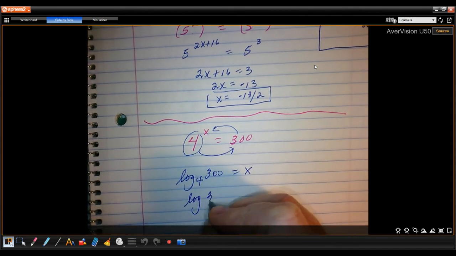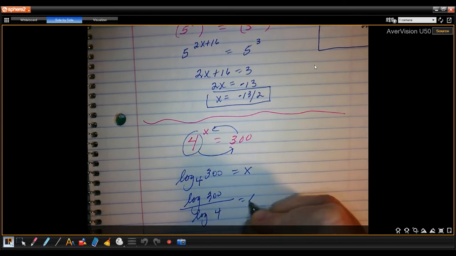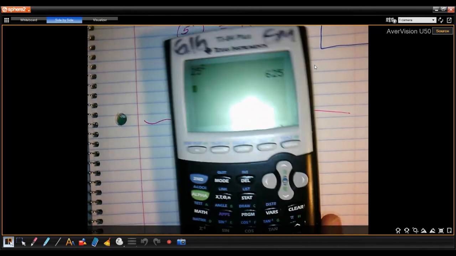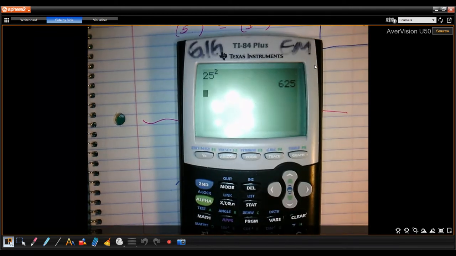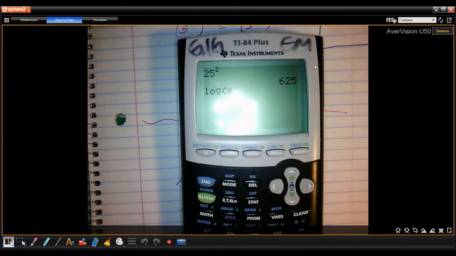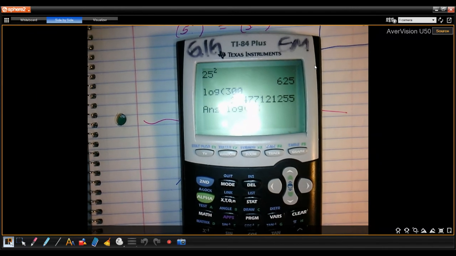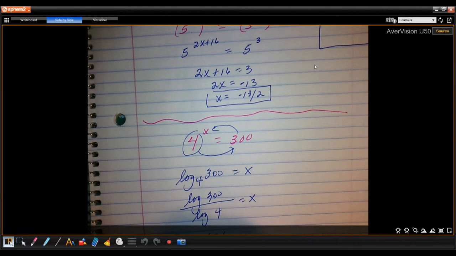So log of 300 divided by log of 4, because you're changing it to base 10. Because the calculator is in base 10. Because our number system is in base 10. It's like tens, hundreds, thousands, the decimal places. So log of 300, enter, divided by log of 4. So 4.114. X equals 4.114.